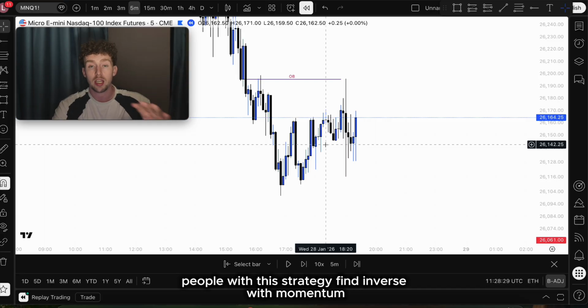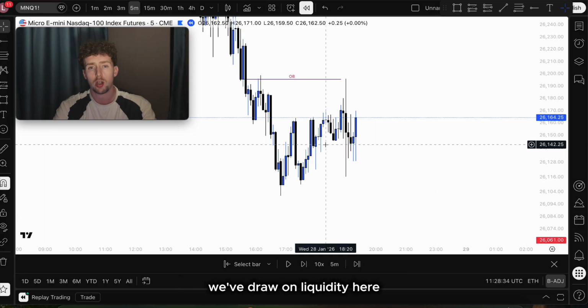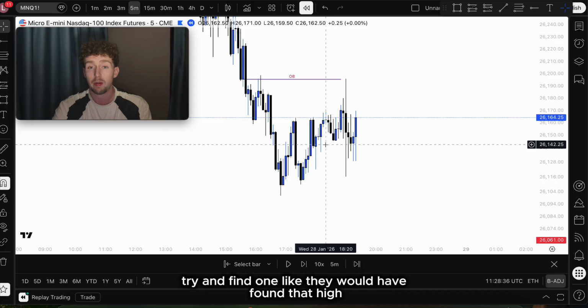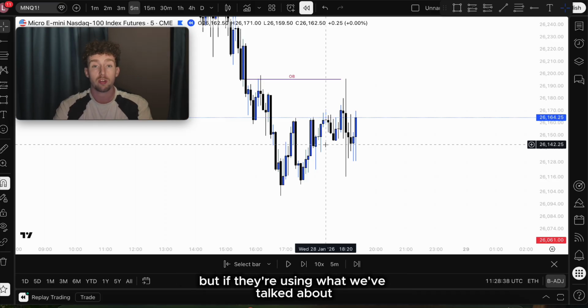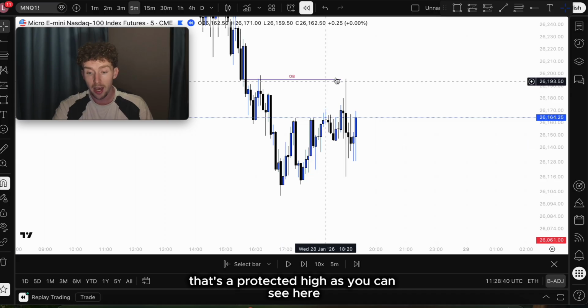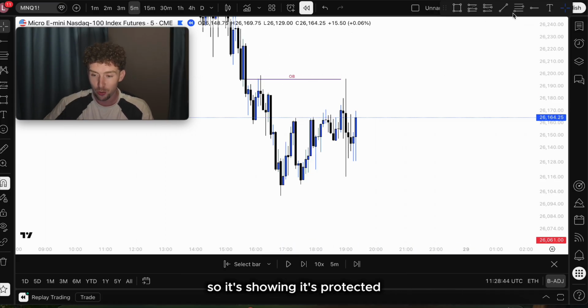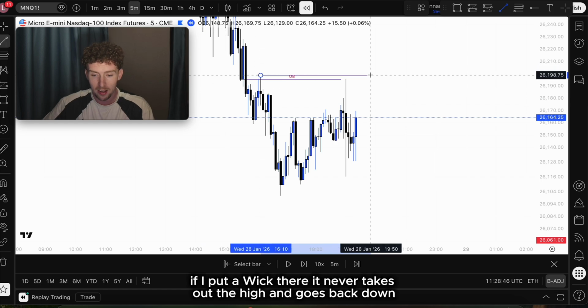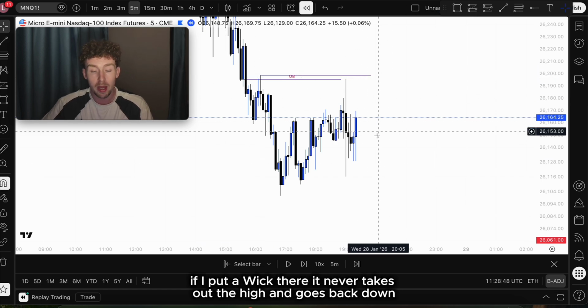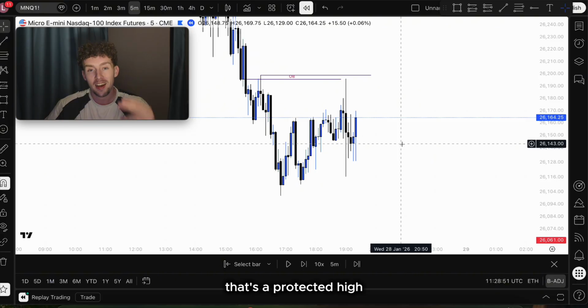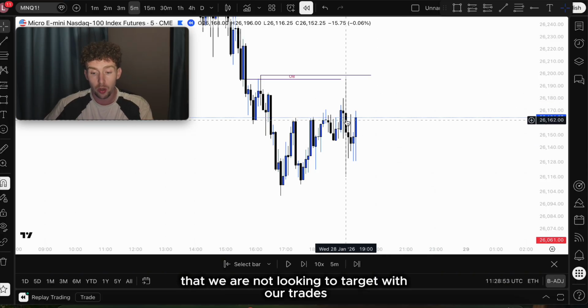People with this strategy find the inverse with momentum and then go and see, oh, we've a draw on liquidity here, and try and find one, like they would have found that high. But if they're using what we've talked about, that's a protected high. As you can see here, price comes up and doesn't take out the high. So it's showing it's protected. If I put a wick there, it never takes out that high and goes back down. That's a protected high that we're not looking to target with our trades.